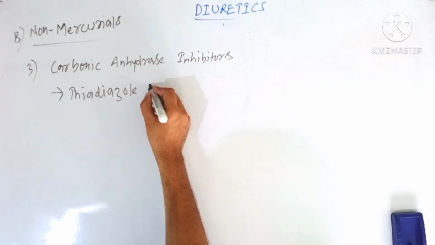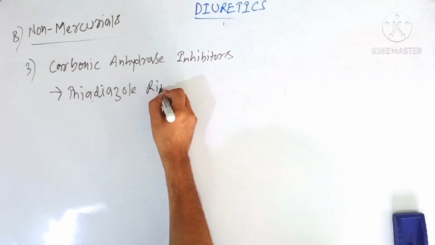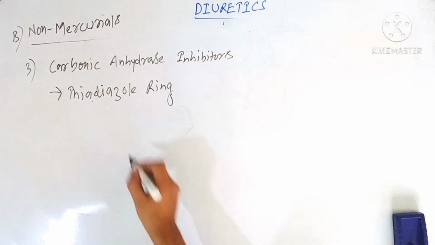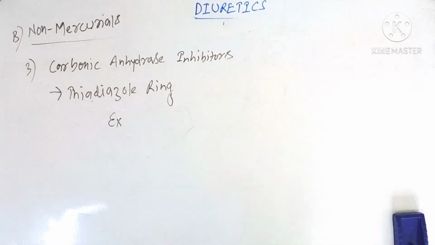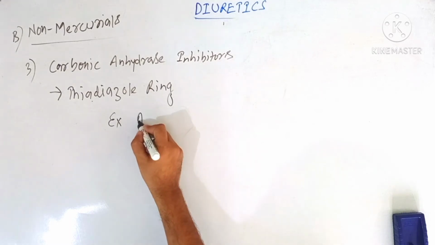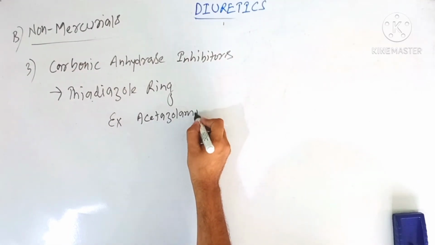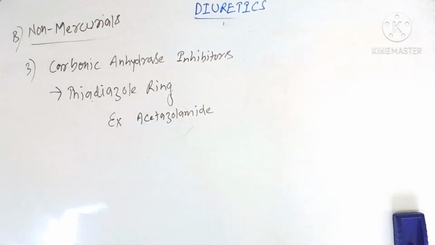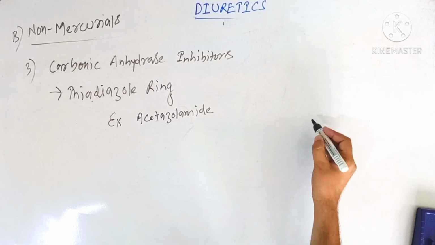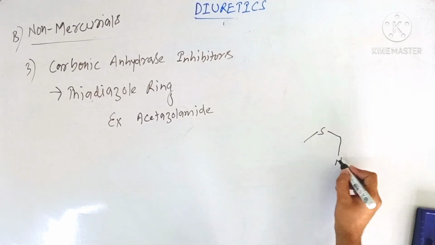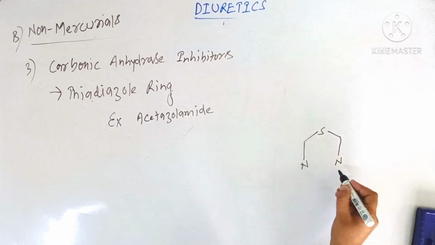ring. What? Thiadiazole ring in its structure. And an example of a drug which comes under this class is your acetazolamide. Acetazolamide has a thiadiazole ring. So first we will draw the thia, this is sulfur, one aza, mono aza, and this is your second aza.